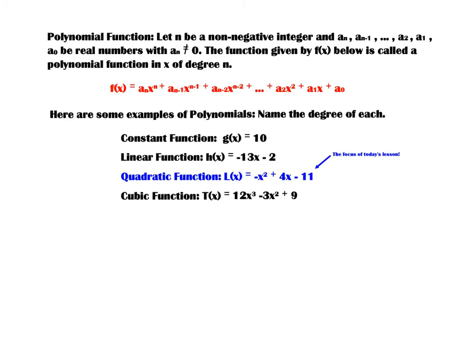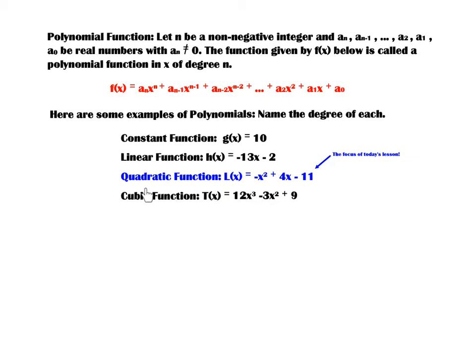So a polynomial function has this definition: let n be a non-negative integer and a sub n minus 1, all the way down to a sub 2, a sub 1, and of course a sub 0 will be real numbers with a sub n not equal to 0. The function given by f of x below is called a polynomial function in x of degree n. So this would be our leading term. This would be our constant value. So a quadratic, which we're going to talk about today, its leading term would be a sub 2 x squared. So this would be the quadratic term, the linear term, the constant term.